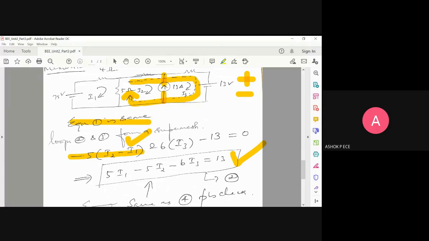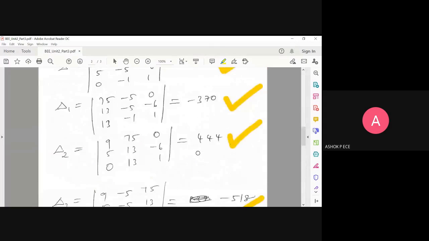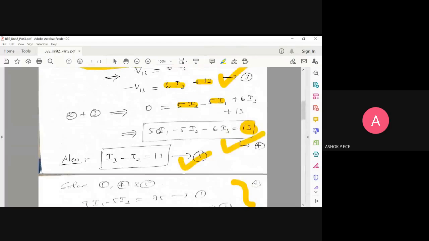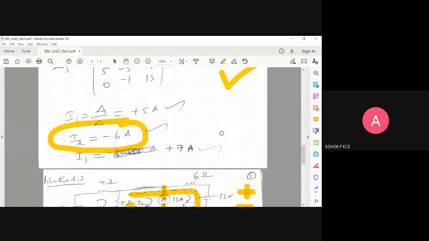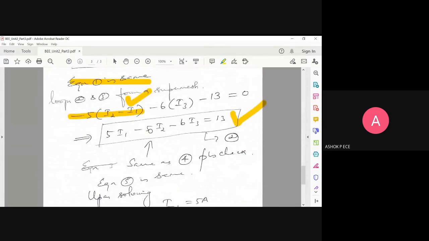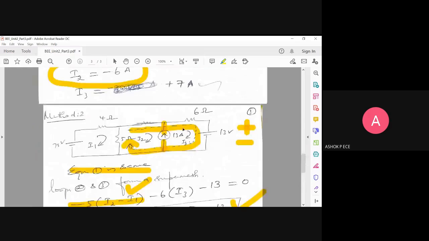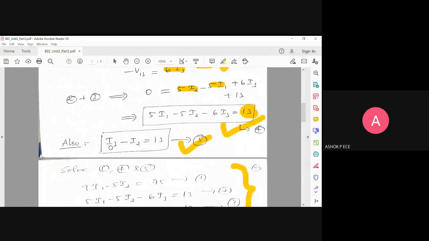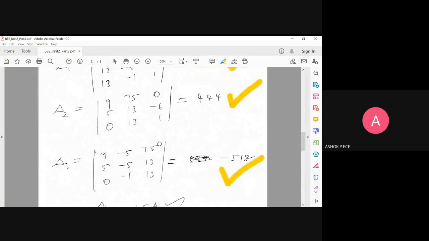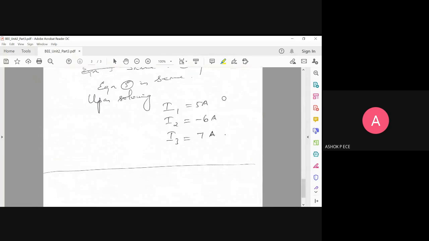And if you see, this equation will be the same as what we got here by eliminating V13. See here, 5 I1 minus 5 I2 minus 6 I3 equal to 13. See here also, 5 I1 minus 5 I2 minus 6 I3 equal to 13. So you get the super mesh equation directly here. But there, when you apply KVL, you have to eliminate that V13 and get the equation for the super mesh. And equation 4 is also the same: I3 minus I2 is going to be 13. So if you solve, you'll get the same answer. I1 equal to 5, I2 equal to minus 6, and I3 equal to 7.